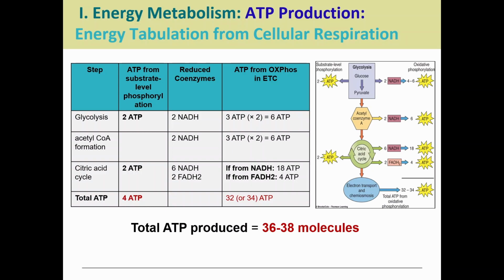Now, the ETC doesn't do this by itself, right? It uses materials brought to it by the citric acid cycle, brought to it by glycolysis, and the acetyl-CoA formation. So we're getting the supplies from the other steps. But it really shows you where the moneymaker is and why the other steps have to exist, even though they don't produce a lot of ATP directly.